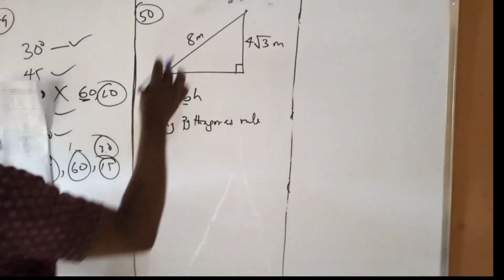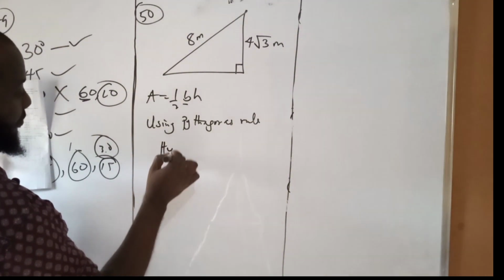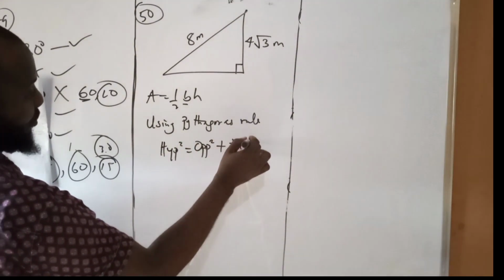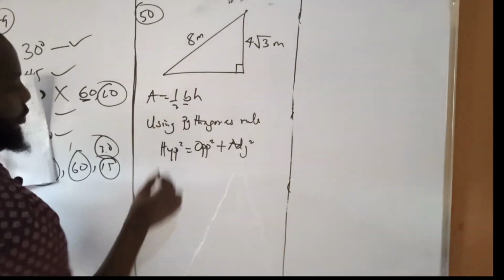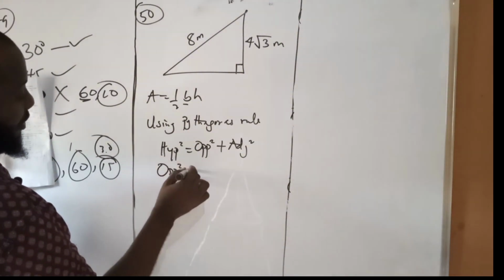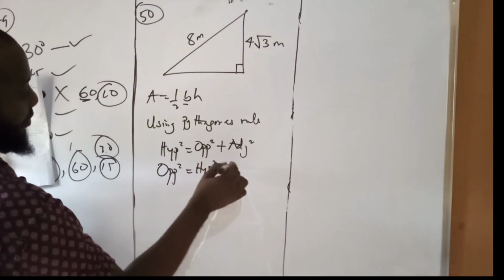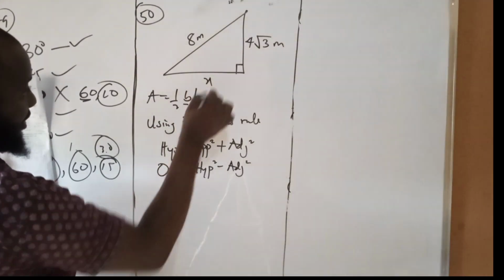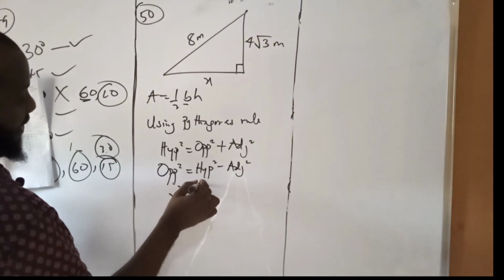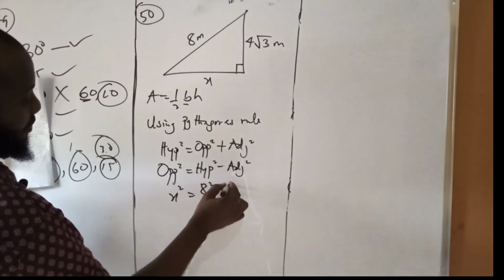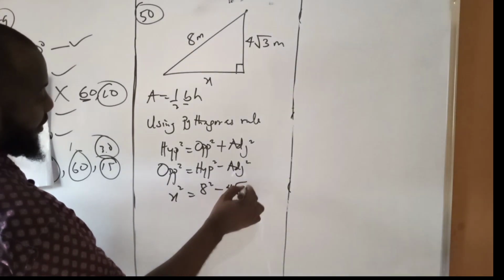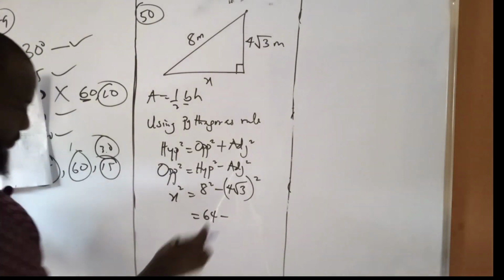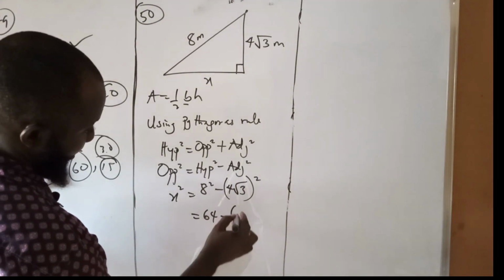All right, so hypotenuse squared equals opposite squared plus adjacent squared. So this is opposite, so that means opposite squared equals hypotenuse squared minus adjacent squared. So that is what we are looking for. Let's assume this is x, this is x squared. So that is h squared minus 4 root 3 everything squared. So this is 64 minus the square of 4, that is 16.